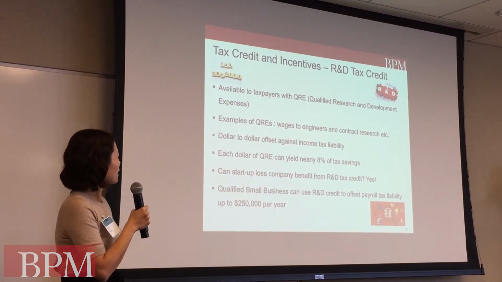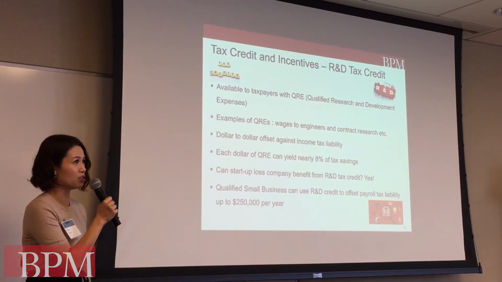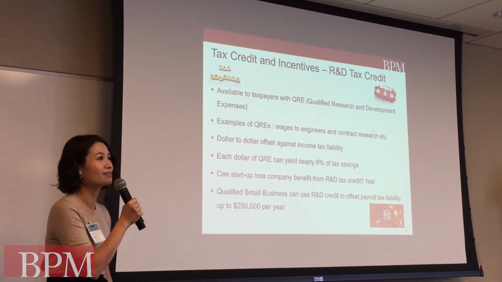So you can actually use up to 250,000 of R&D tax credit to offset your payroll tax liability each year.